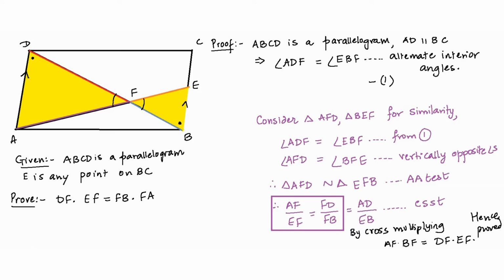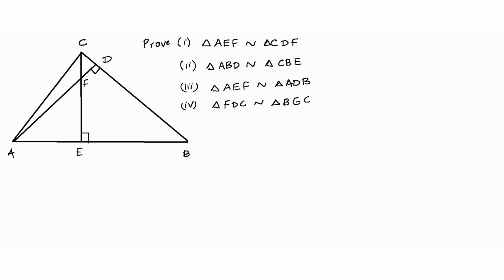Okay, moving on to the next question. So let's consider this question now. The figure is given. ABC is a triangle. CE is perpendicular to AB and AD is perpendicular to BC. We have to prove these four subparts. So let's prove them one by one. Let us first concentrate on the first subpart. So we have to prove that triangle AEF is similar to triangle CDF. So let's go ahead and draw these two triangles separately.